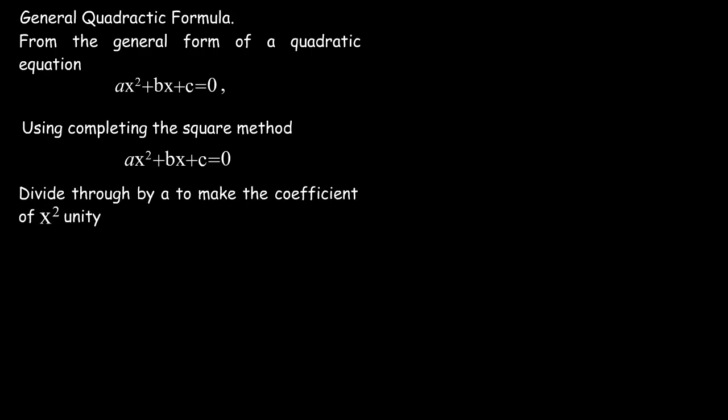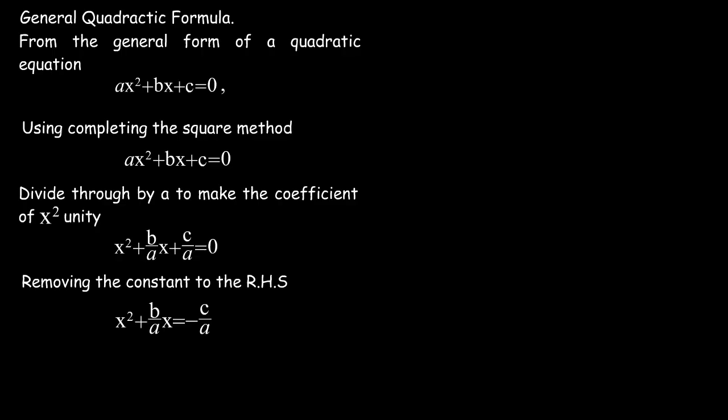So we'll divide through by a to make the coefficient of x squared unity, and when we divide through by a, it becomes x squared plus b over a x plus c over a equals 0. The next step is to remove the constant to the right hand side. Doing so, it becomes x squared plus b over a x equals minus c over a.